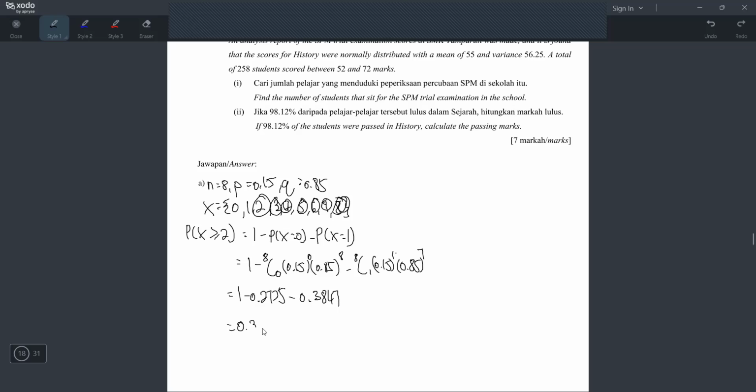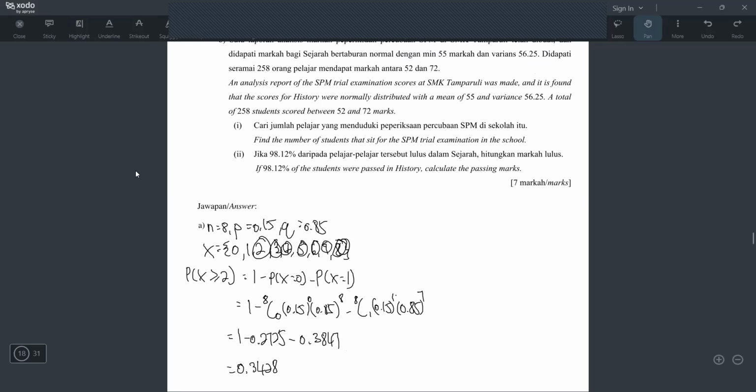So this is the probability. What if they ask in percentage? Then you times 100. It will be 34.28%. Sometimes they ask in percentage also. If you want to convert decimal to percentage, you times 100. Okay, that's how you do it.